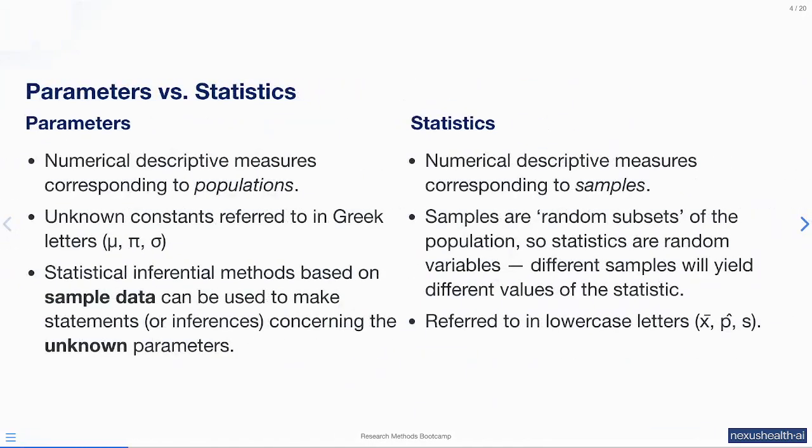What are parameters? Parameters are numerical descriptive measures that correspond to populations. They are unknown constants, and we refer to these unknown constants using Greek letters such as mu, pi, and sigma. Statistical inferential methods are based on sample data, and we use this sample data to make statements or inferences concerning the unknown population parameters.